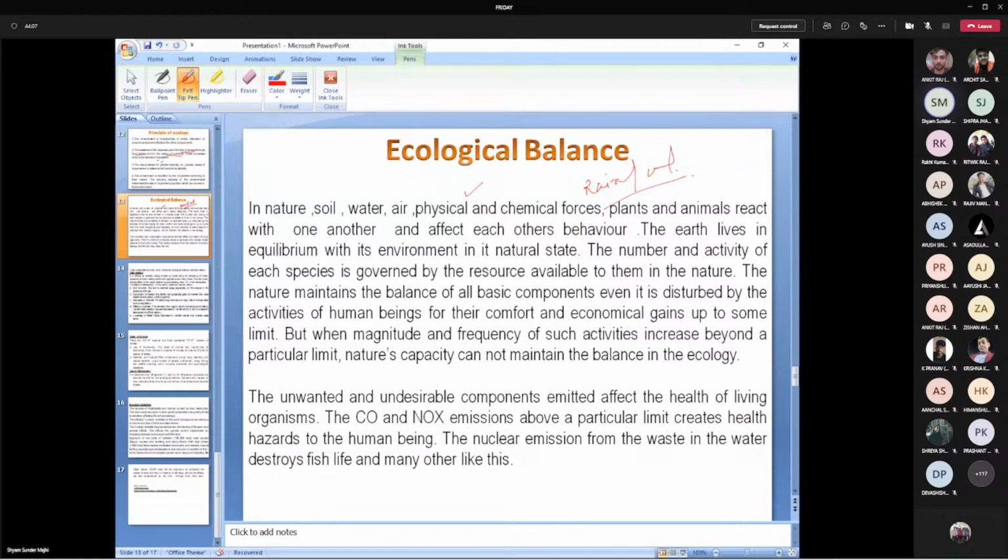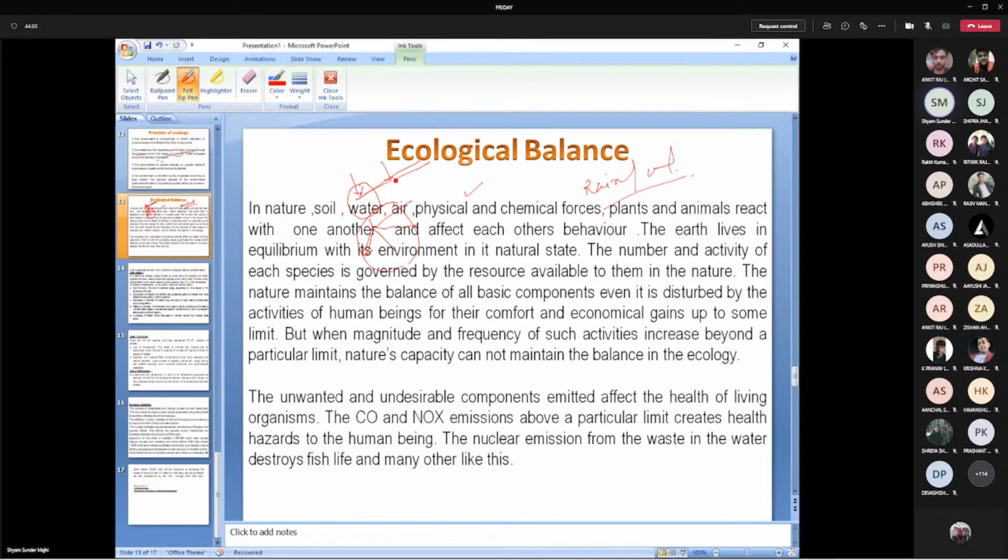Or you can say climate factor. So climate factor or rainfall is very important. Suppose in this year, rainfall is according to requirement, that means no more, no less. Then in this case, everything will be maintained: plants will grow perfectly, then fruits, then vegetables, then others.